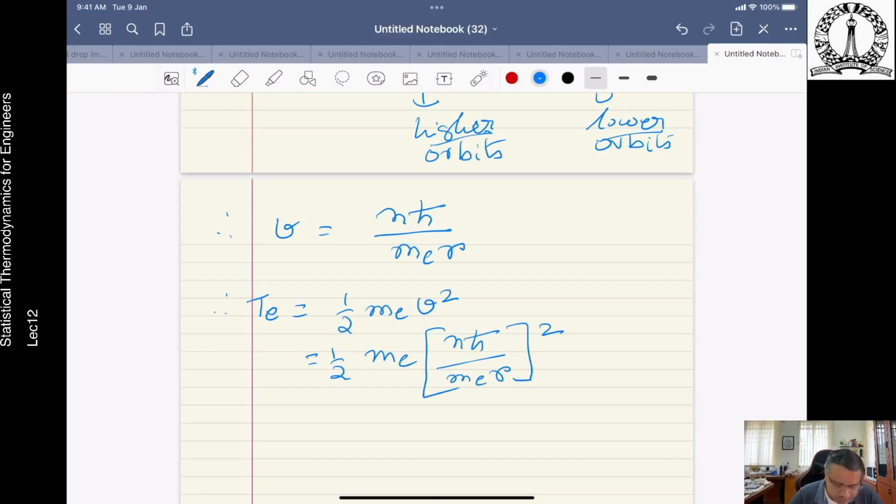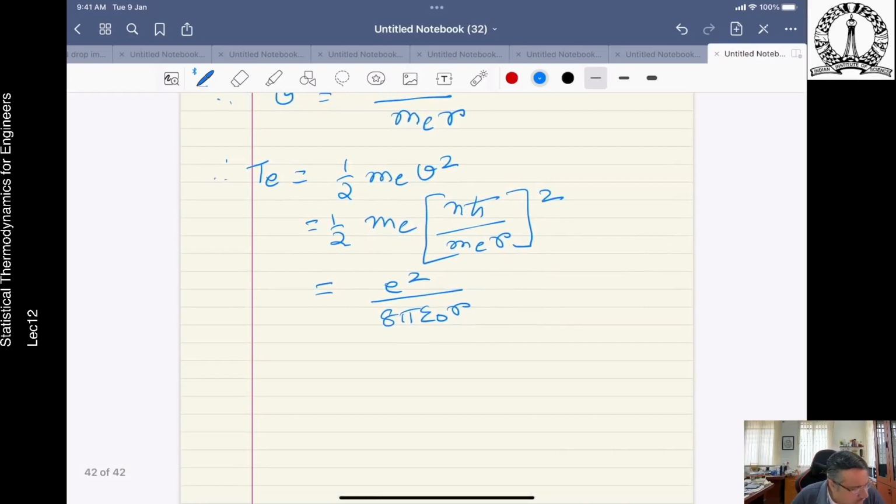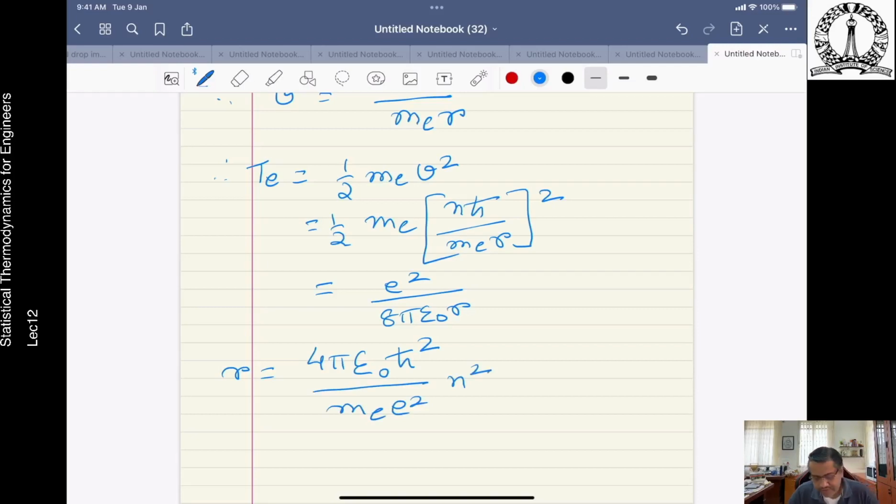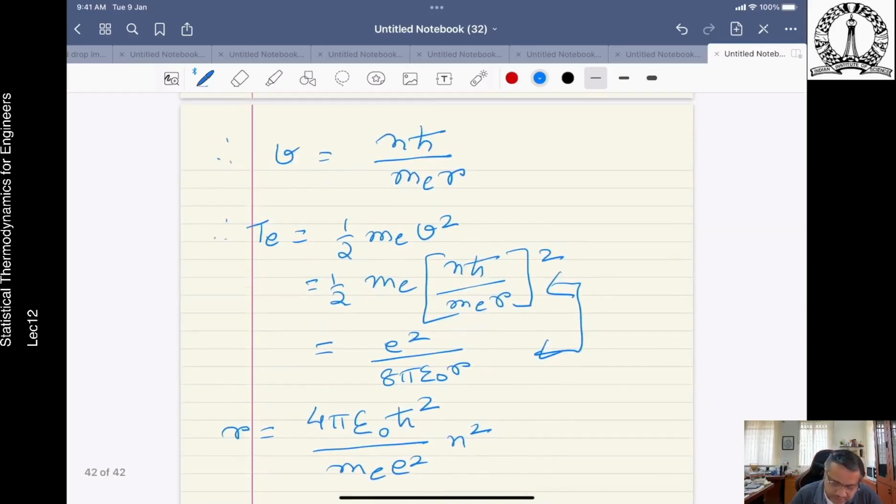Okay, so now if you substitute from the previous expressions, it will be e square by 8 pi epsilon naught r, where r, therefore, this is also equal to r. So r, if you equate the two, will be given by 4 pi epsilon naught h bar square divided by m_e e square into n square. Okay, so basically we have equated the two, and we have substituted for v, which is given by this particular form.